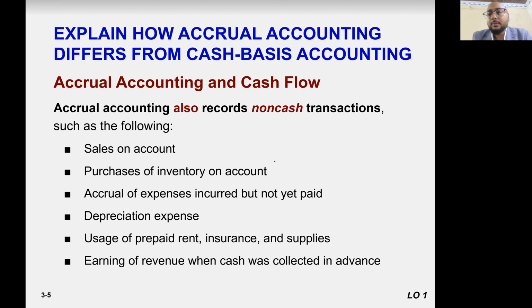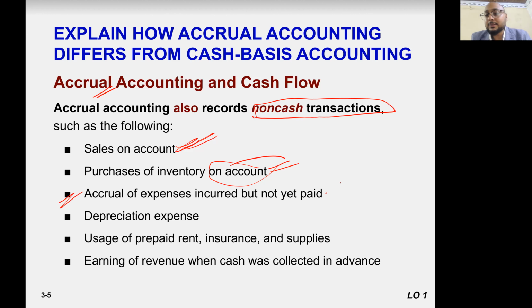So, like I said, the non-cash transactions are also recorded by accrual accounting. For example, sales on account: you sold to the customer, and the customer will pay you later. Cash is not received yet, but you record it. Purchase of inventory on account: purchasing inventory from a supplier, and you will pay later. You also record that. Transactions are recorded when they occurred.